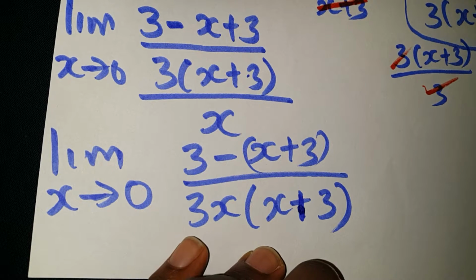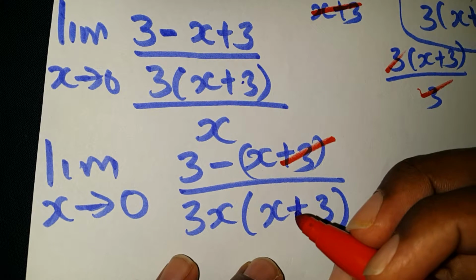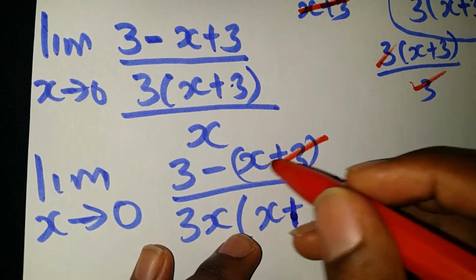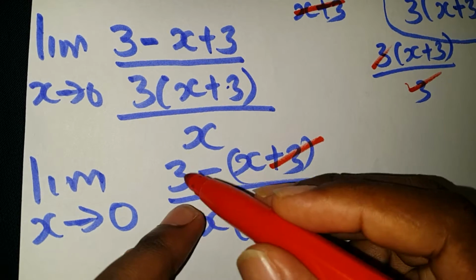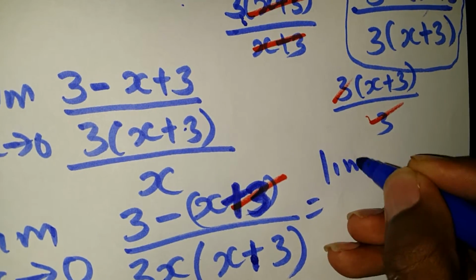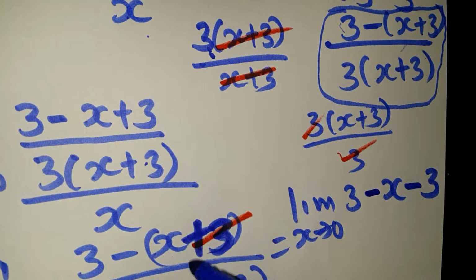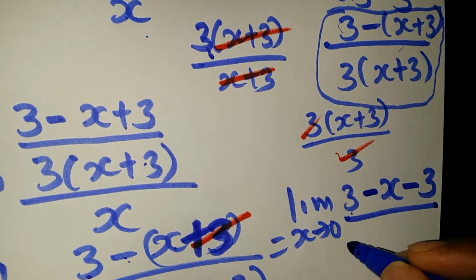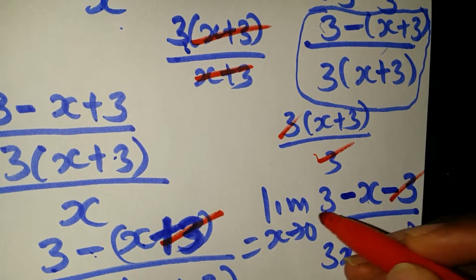Now, positive x will cancel with this one. If we open the bracket here, we have negative x, minus 3, then we have 3 here. Let me write this so that you understand what I mean. We have limit x tends to 0, 3 minus x minus 3. What have I done? I open this bracket. If I open it, I have this 3 here, then minus x minus 3, divided by 3x times x plus 3. So this is what I have so far. So we have positive 3 and negative 3. This and this will cancel.